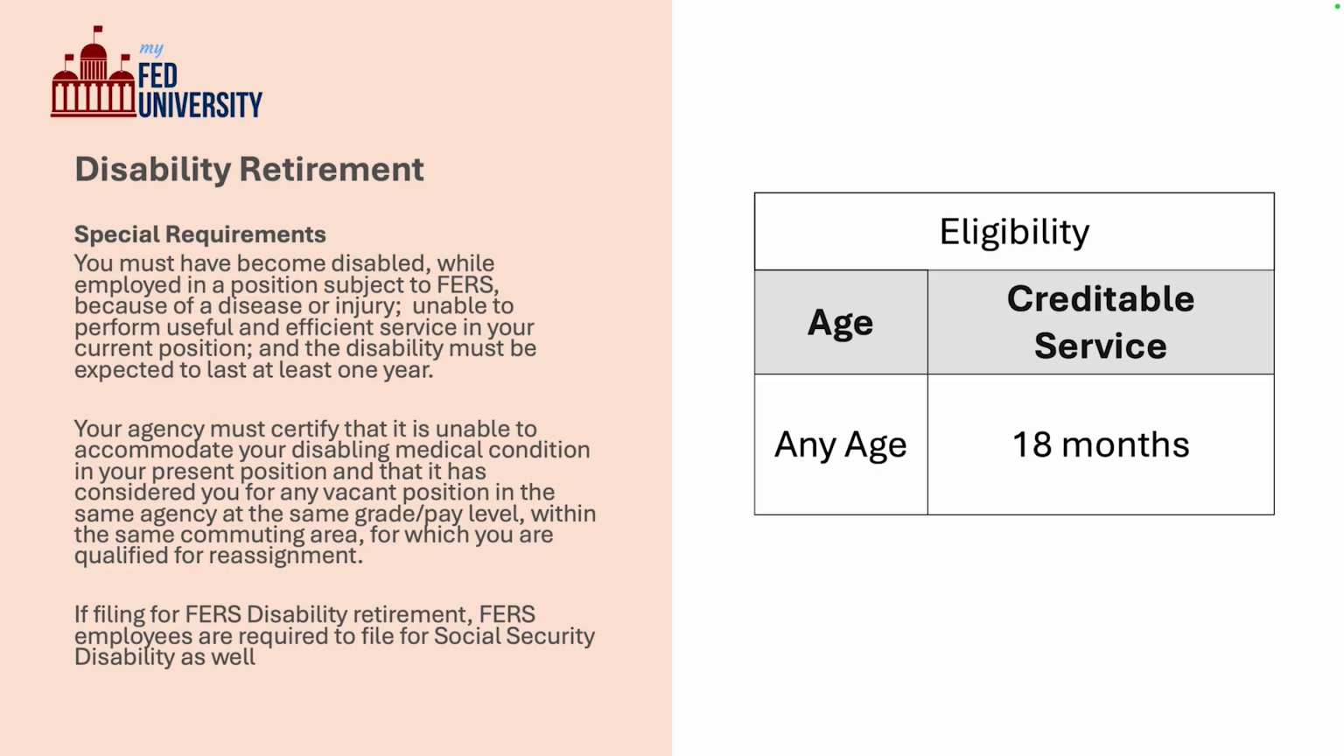So the eligibility requirements for a disability: there is no age requirement. You can be any age, and you must have at least 18 months of creditable service. Please note that if you're filing for a FERS disability retirement, FERS employees are also required to file for Social Security disability as well.